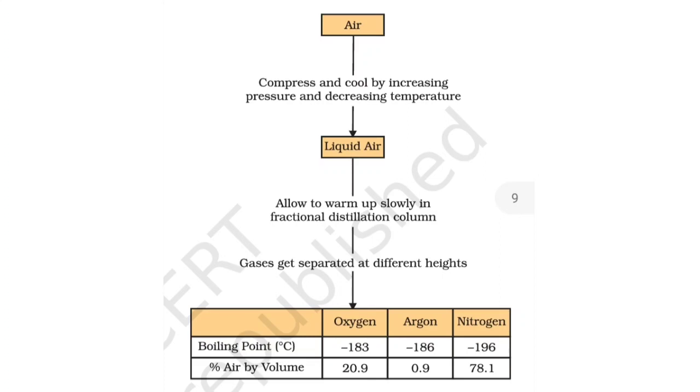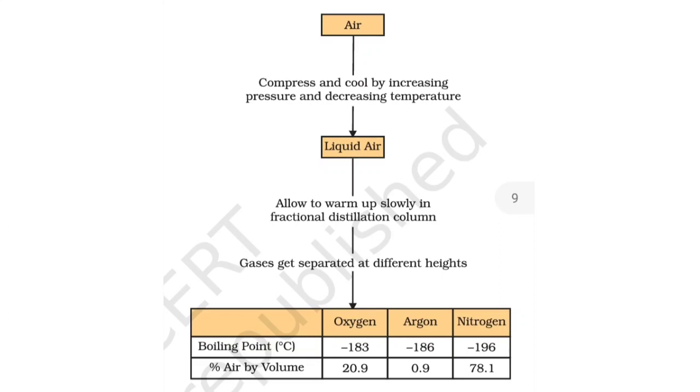When we apply more pressure and lower the temperature, air changes to liquid air. Then we can separate it in fractional distillation columns. After that, it changes to gases, which get separated at different heights. So different gases are obtained from different heights based on the temperature and pressure.